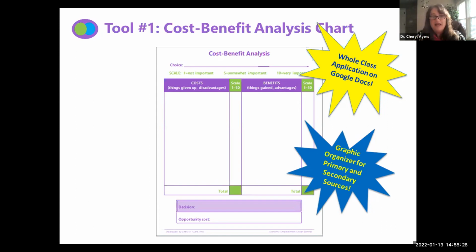Maybe it's clip art, maybe it's article links with a quick little summary to justify this position or this argument or this choice using the cost-benefit analysis. So many ways to use this simple tool.